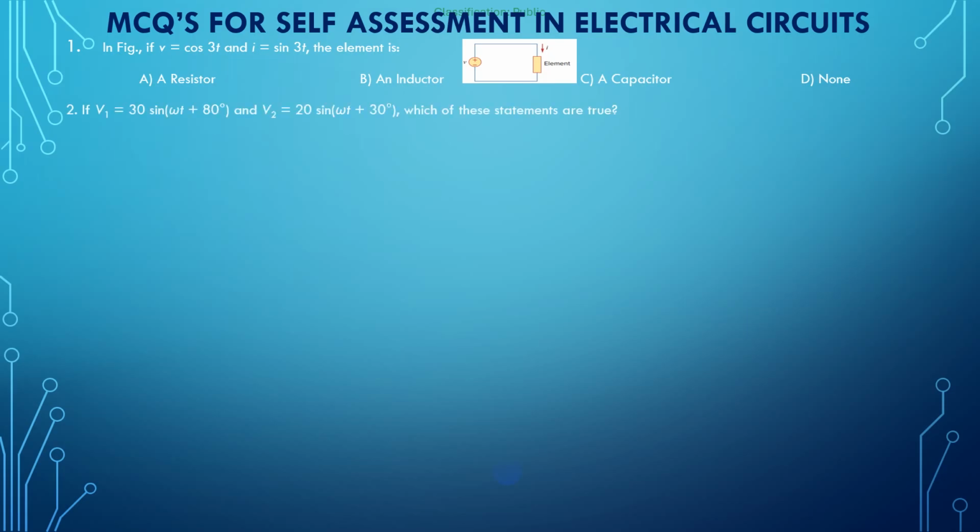Okay, if V1 is equal to 30 sin(omega t plus 80 degrees), V2 is equal to 20 sin(omega t plus 30 degrees), which of these statements are correct? V1 leads V2, V2 leads V1.